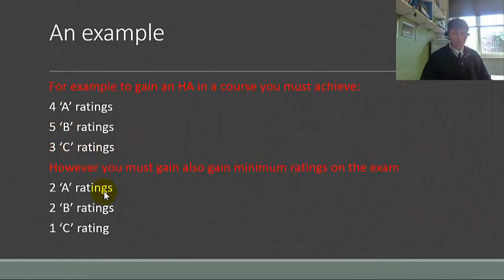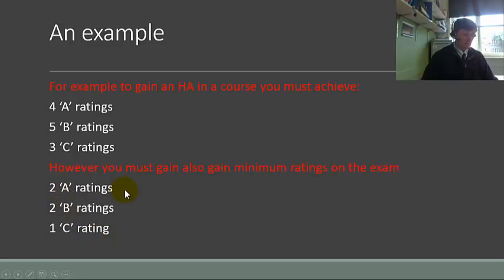In this instance, if you want to get an HA, for example, you must get 4 A's, 5 B's, 3 C's, but 2 of those A's must be on the exam, and you must get 2 B's on the exam and 1 C on the exam. That's a minimum requirement to get to HA.